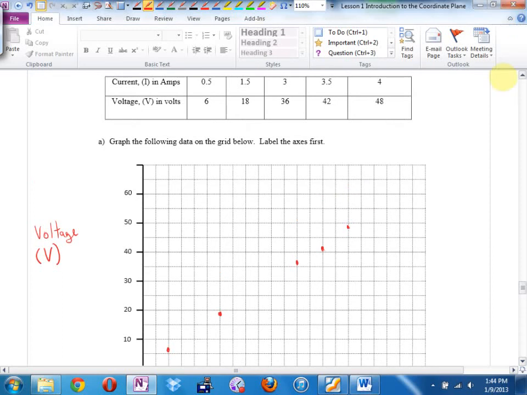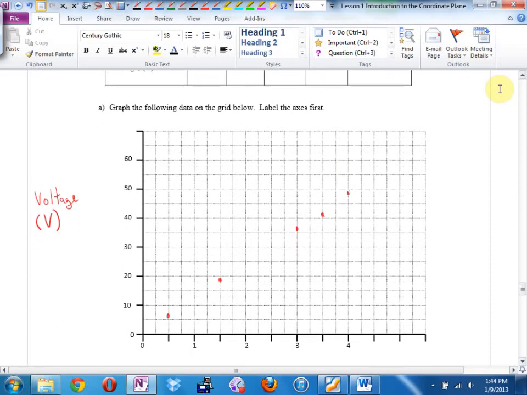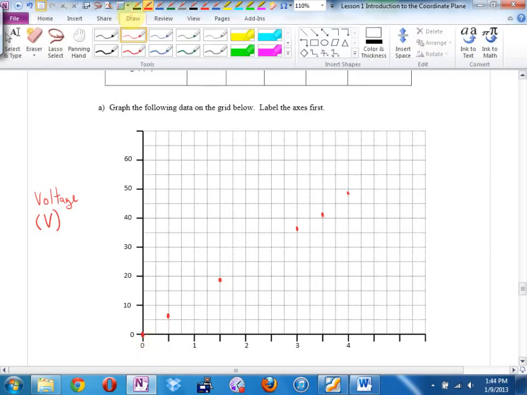By the way, let's use our imagination. If we have no current, 0, what do you think the voltage is? 0. I think it's fair to assume this graph goes through 0, 0. Not every graph does, but I think this one does. So you can take out either a ruler, or you can freehand if you're neat, or you can use a straight edge like from your day planner or something like that. I'm going to cheat and use this.